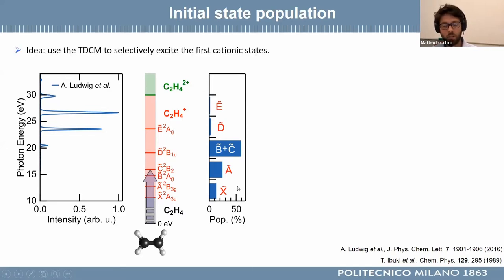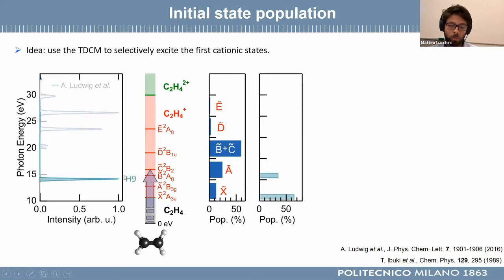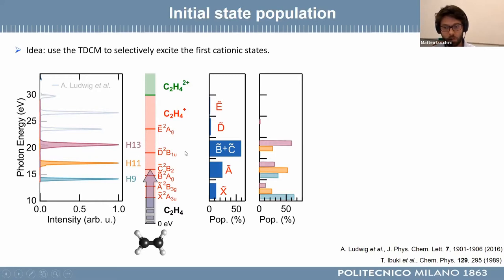Can we use the time delay compensating monochromator and somehow slice this through and see what each level does, ideally? So we could go with harmonic 9 and populate mostly the ground state. Harmonic 11 populates mostly the first excited state of the cation. And if we ionize the molecule with harmonic 13, we instead put most of the population on these two states, B and C, which are very close in energy.